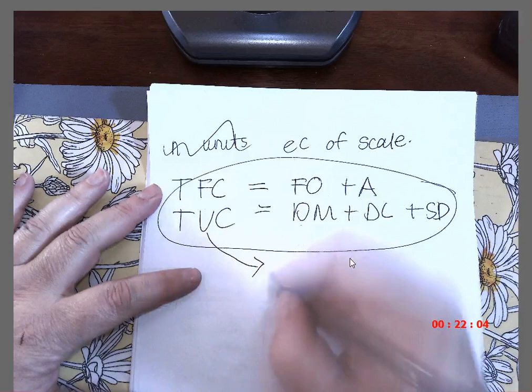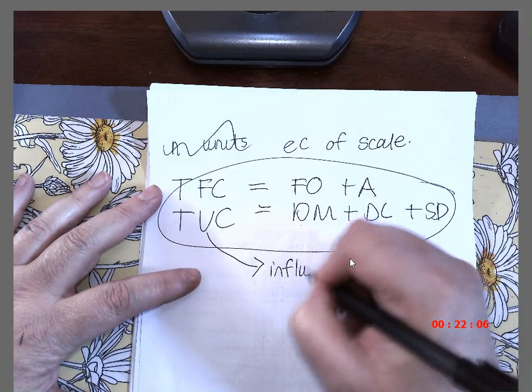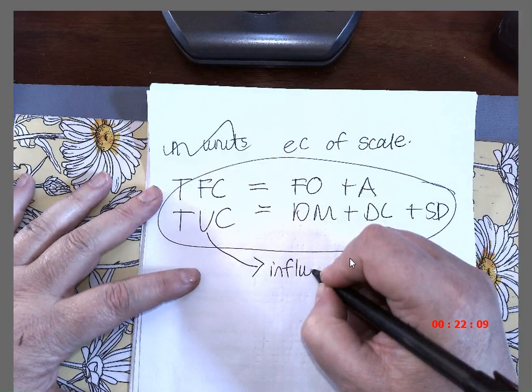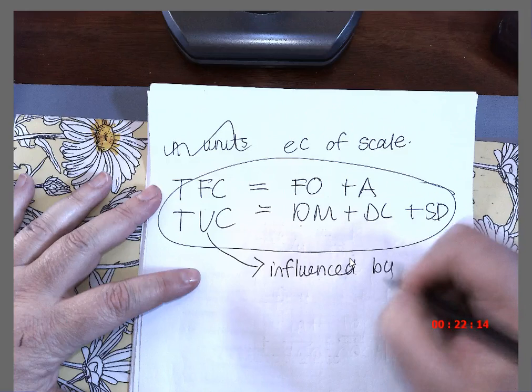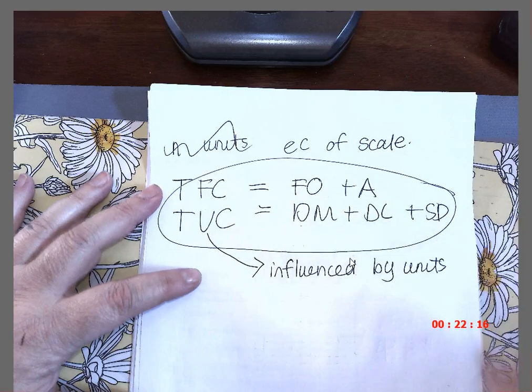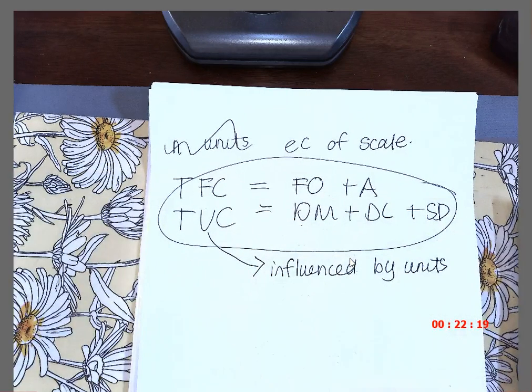Variable costs are influenced by units. Say I want to bake a cake. I need 3 eggs. If I want to bake 2, I need 6 eggs. 3, I need 9 eggs. So every unit determines how much the variable cost increases.